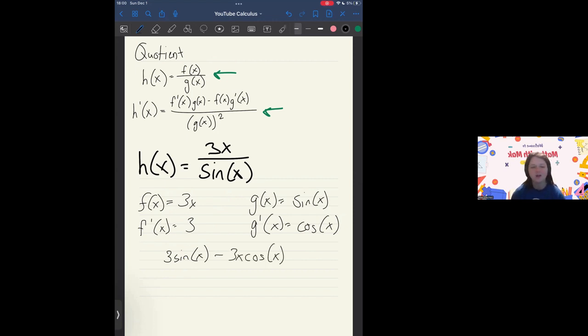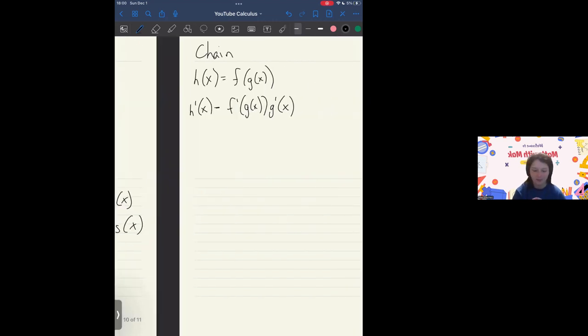But that's not quite enough for our division. So we have to remember to divide by the original bottom function squared, which in our case was sine of x, right? So we squared. So that is also all that the quotient rule is. It looks scary, as does the product rule, but it's not too bad.